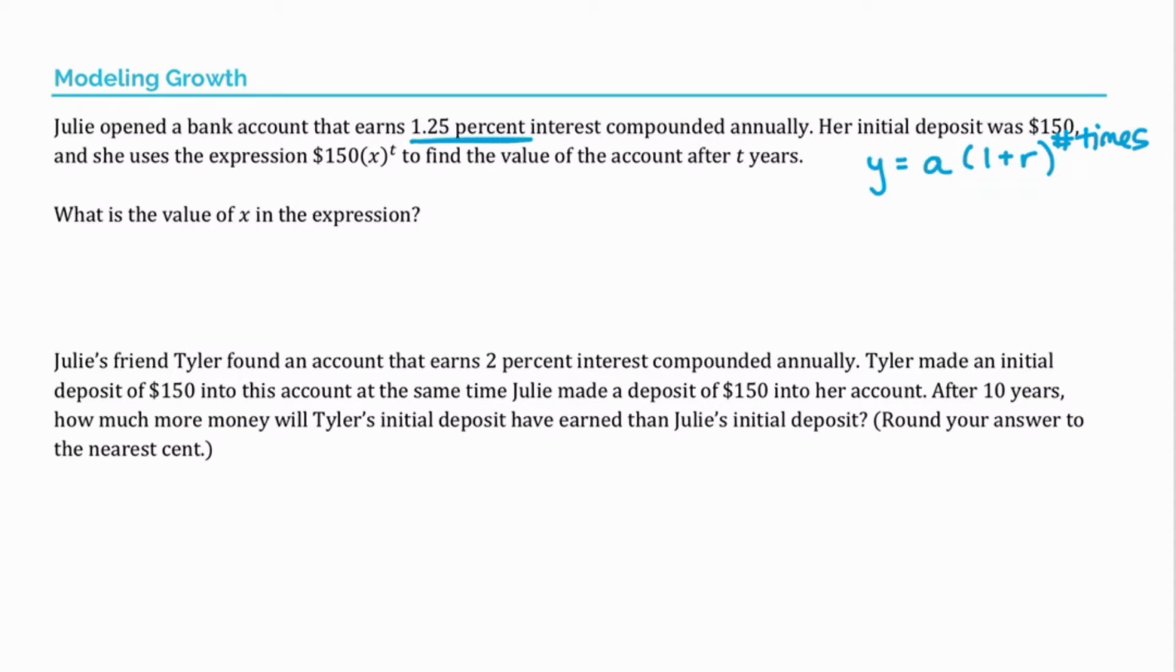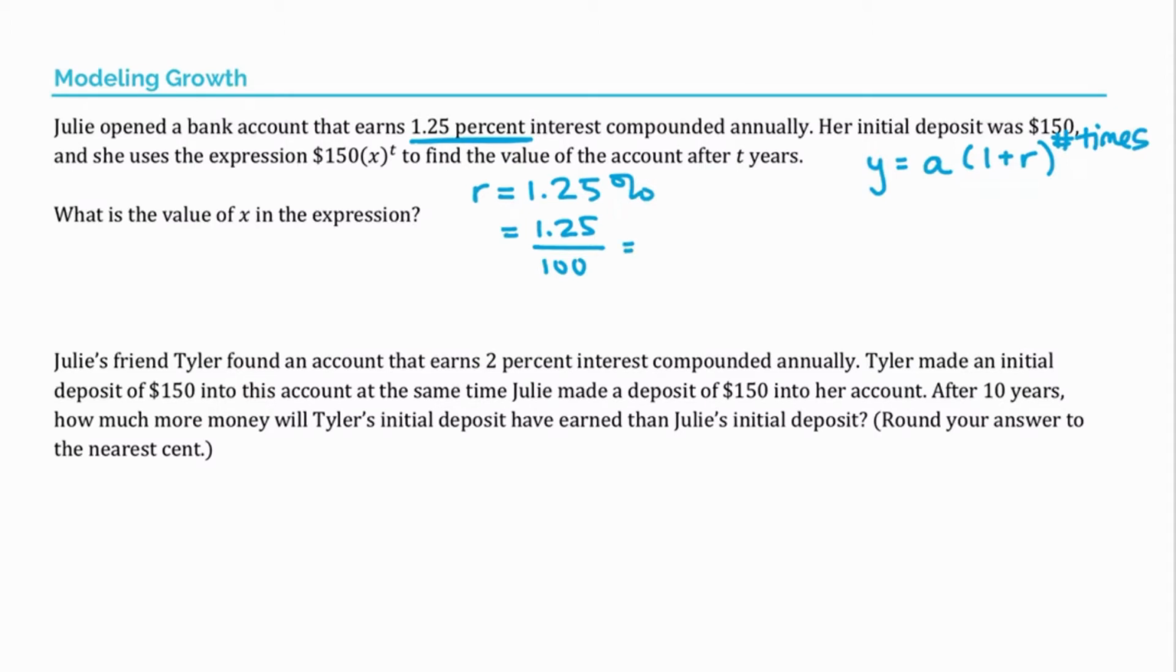it earns 1.25% interest. So the first thing I'm going to do is write down that R equals 1.25%. Now really quickly, you're never going to plug in percent values for R. You always need to get it into the decimal form. So let's do that quickly. Remember, whenever you see a percent, you rewrite it as divided by 100.